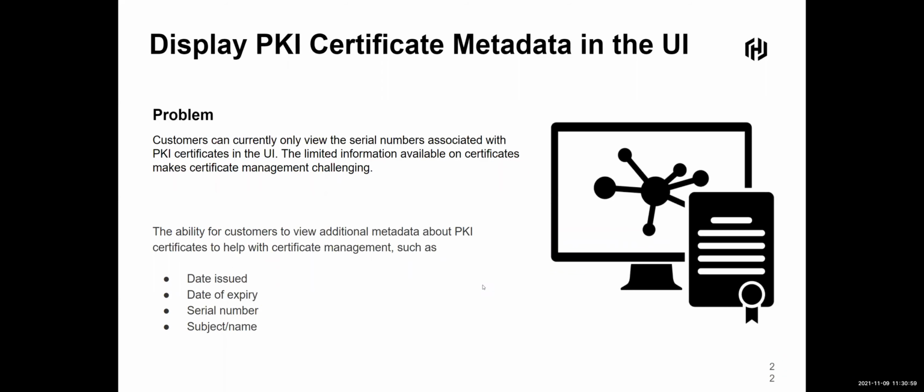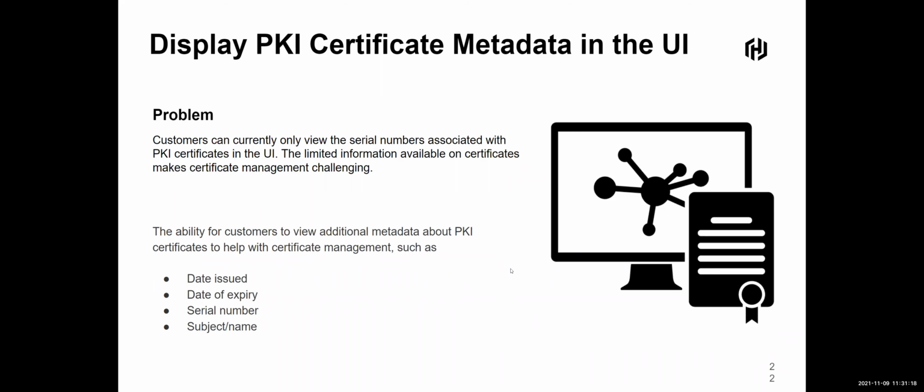So this feature provides the ability to view metadata information for PKI certificates in the Vault UI. Prior to 1.9, only PKI certificate serial number data was provided in the UI, and administrators needed to map this serial number to other certificate data using the CLI.